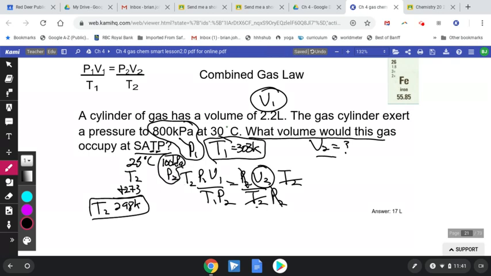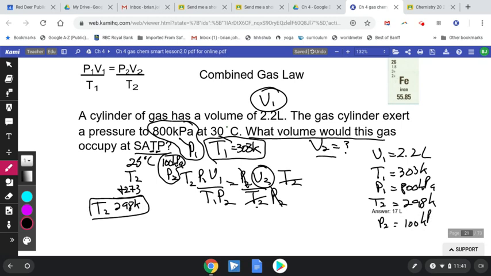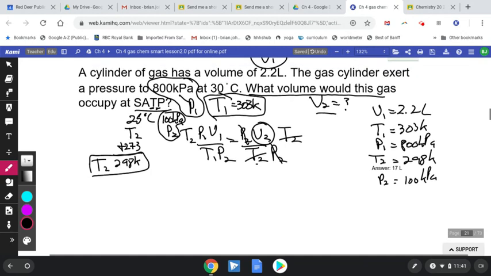Now, some of you I know that's going to drive you crazy. You're going to want to write them neatly off to the side. Volume 1, temperature 1, pressure 1, temperature 2, and pressure 2. Now they're nice and organized. Excuse me, I can substitute them in. So here we go.